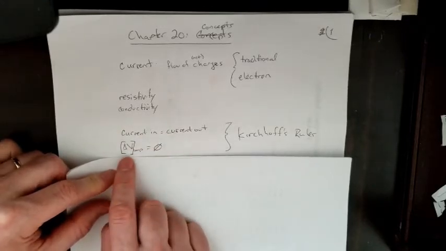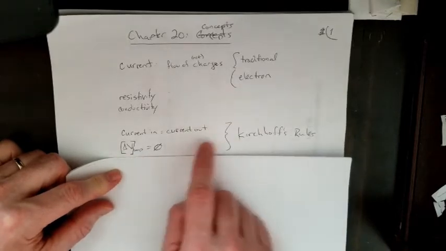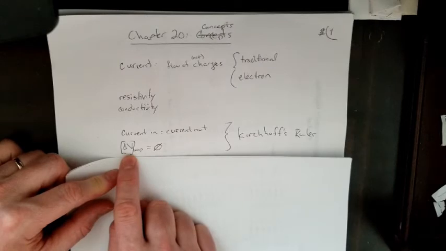And the other one is that if I take any point in a circuit and I do a loop around it and I end up back where I started, then my voltage change is zero between any point and itself, regardless of the path. This is known as the voltage rule or the loop rule.